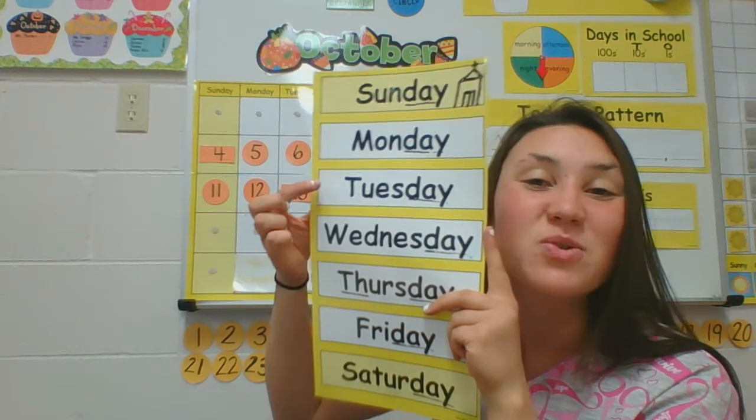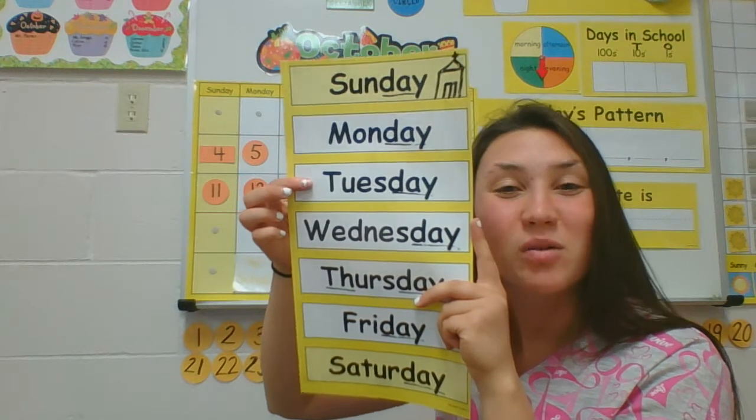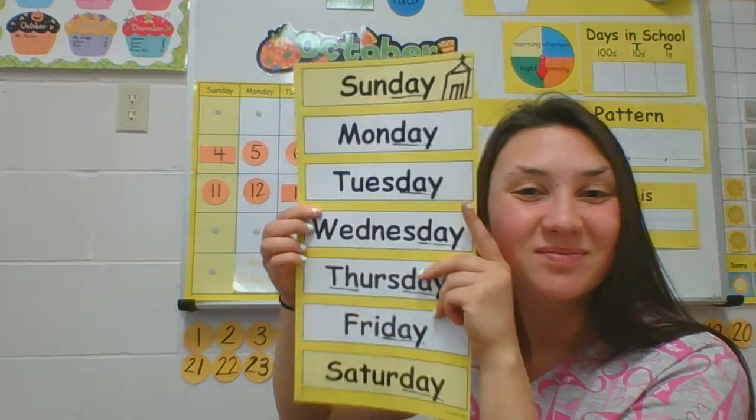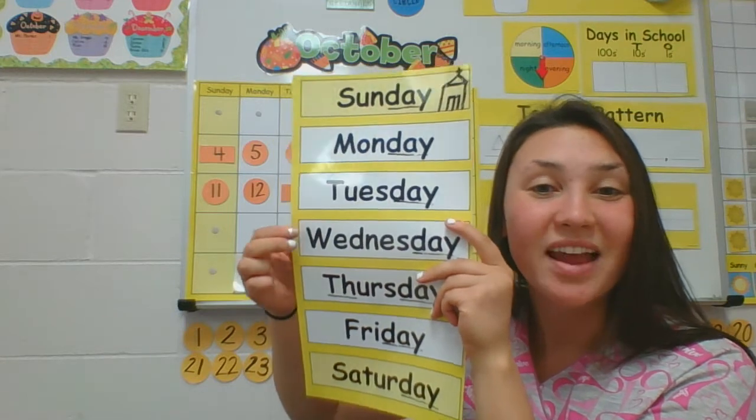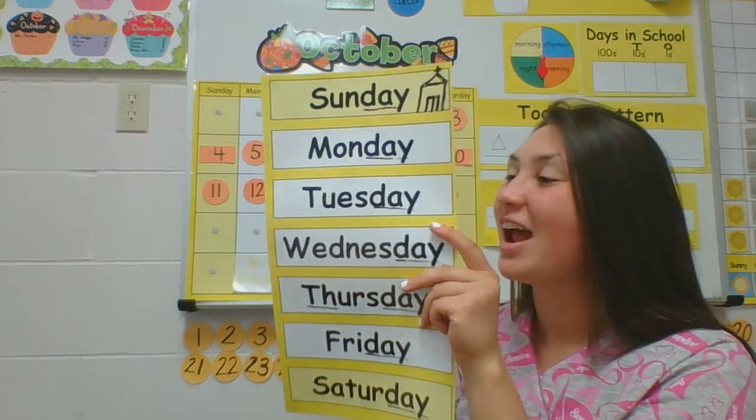Yesterday was Tuesday. That's my hint for you. What does that make today? Yeah, that makes today Wednesday. Wednesday.